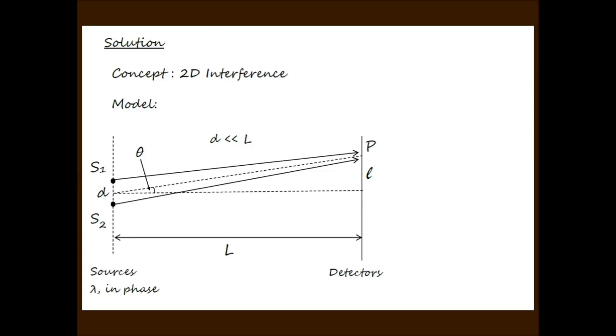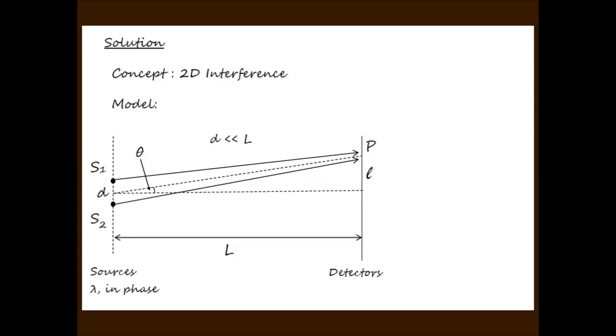We have our 2 sources represented as point sources and denoted by S1 and S2. Along the line joining our 2 sources, we denote the separation d. We denote that for the sources, the wavelength of the wave is lambda, and in this problem we are given that the sources are in phase. At a distance L from the line joining the 2 sources, we have our array of detectors.